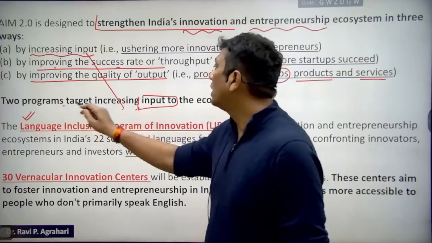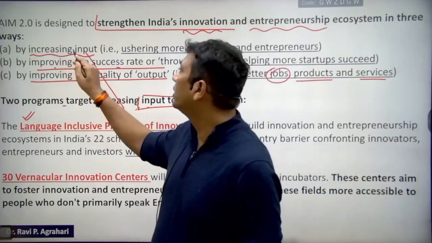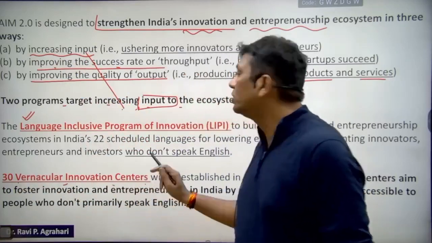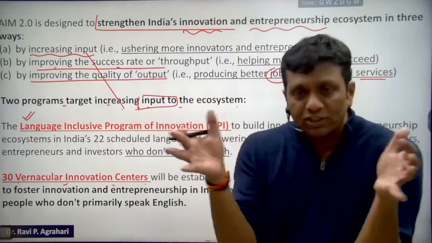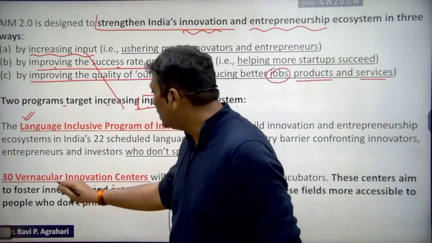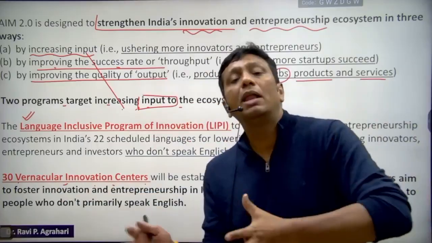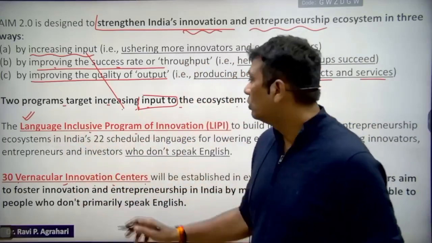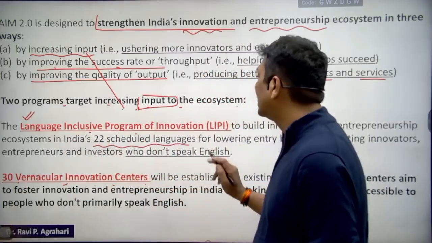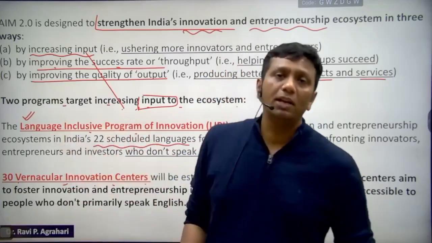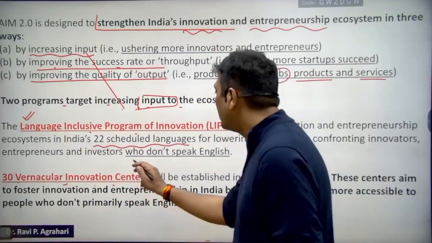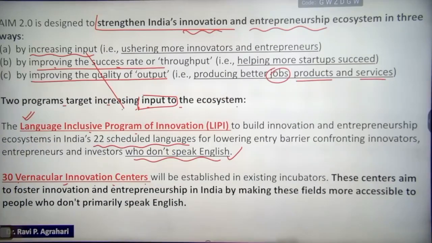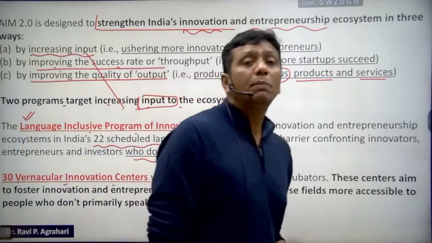You see, two programs target increasing input to the ecosystem. What are the two programs here? One is LIPI and the second is the setup of 30 vernacular innovation centers. Actually, if a language kind of problem happens, these vernacular innovation centers will resolve the language restrictions. And LIPI is the Language Inclusive Program of Innovations. In total, around 22 scheduled languages of India are there. But in the case of LIPI, they provide an ecosystem where you have no problem if you don't know English. Even English is a very common language. Every state's people can connect very easily.